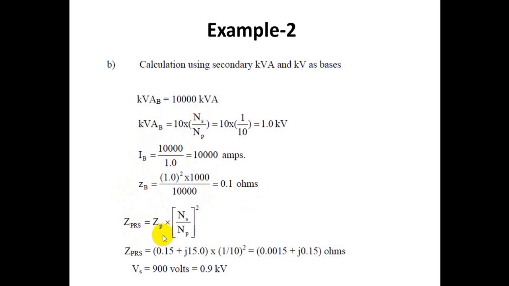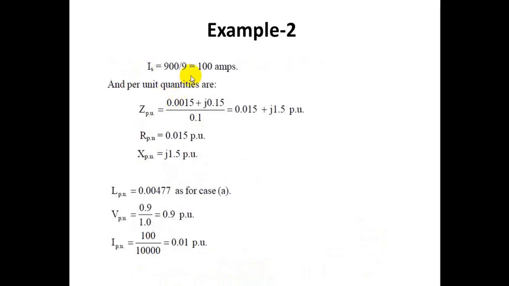Using this formula you will get the value of ZPRS, and Vs is equal to 900 volts, which is equal to 0.9 kilovolt secondary voltage. So secondary current is basically equal to 100 amperes. So now their per unit values will be just their actual values divided by the base values, which will give the value of impedance per unit, which gives the resistance and reactance per unit.